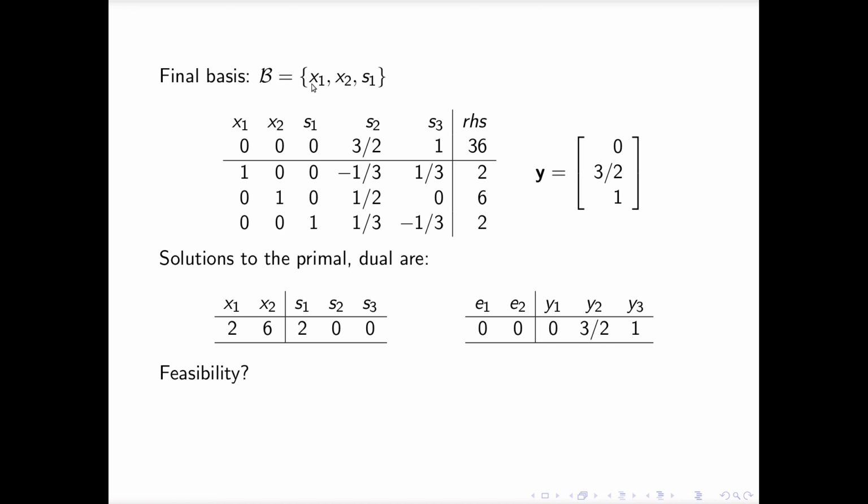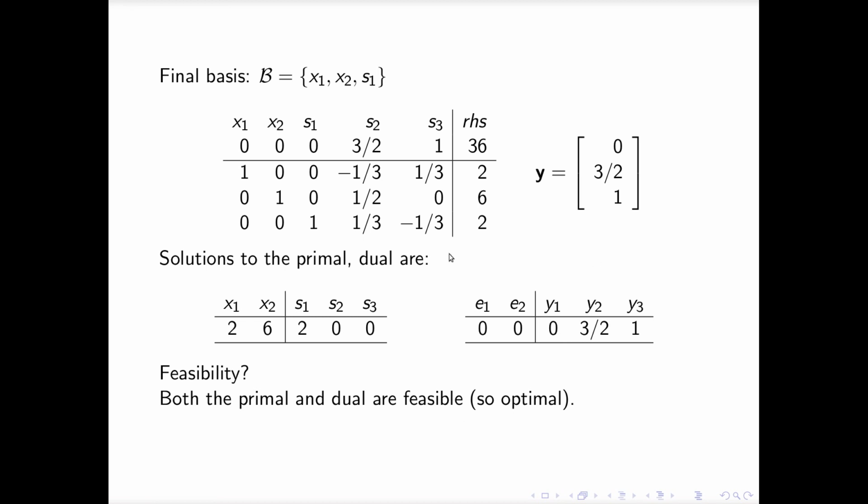In this case, I've got x1, x2, and s1 for my basis, and so that's just using these three. Using that, I get this for my primal. Computing E1 and E2, I get zeros again. But this time, notice that I have a nice primal here as well. So what's happening there? Both the primal and the dual are feasible.